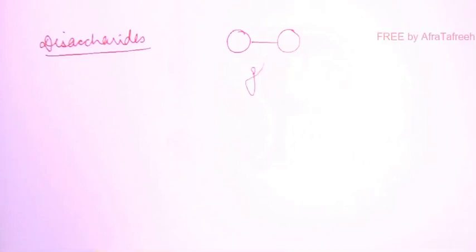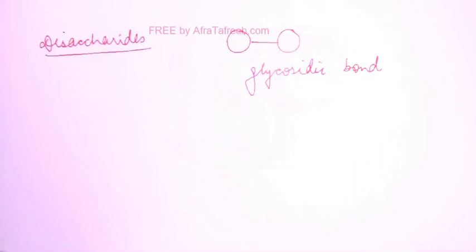Now coming to disaccharides. Disaccharides are made up of two monosaccharides. Let's say this circle is a monosaccharide. A disaccharide is two monosaccharides joined together with a bond, and that bond is known as glycosidic bond. For each disaccharide, you have to learn the glycosidic bond. So let's take an example. First is maltose.